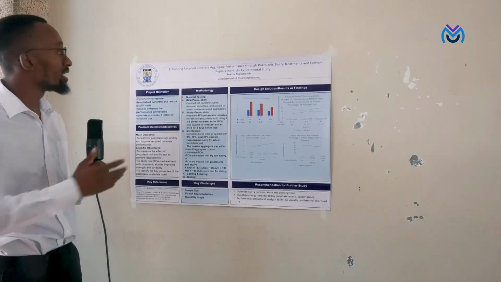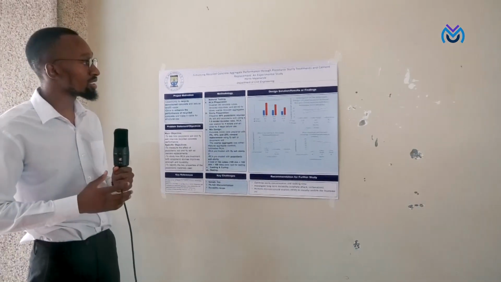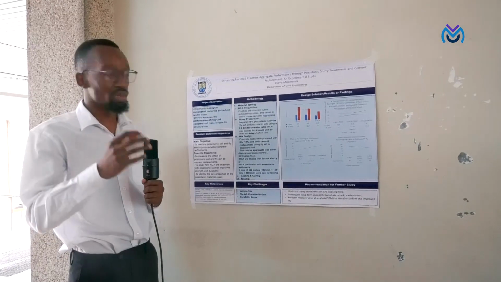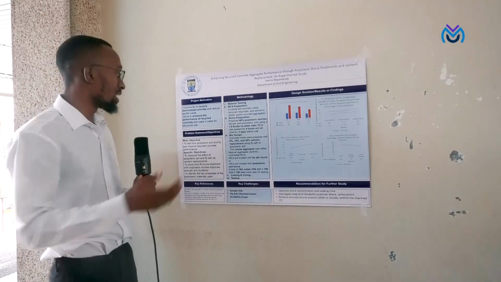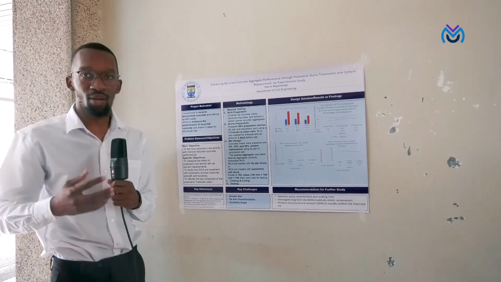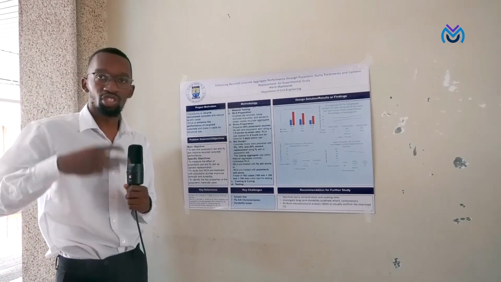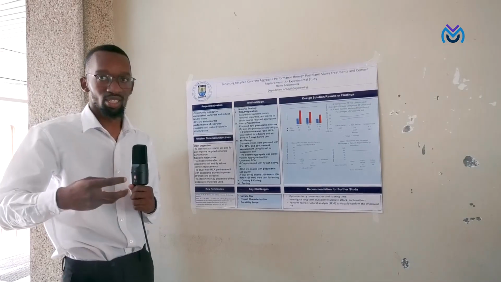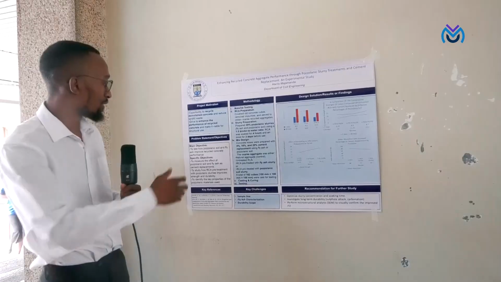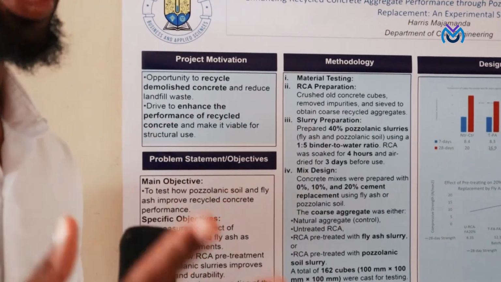The project is about enhancing recycled concrete aggregate performance in two ways: using pozzolanic slurry treatment and cement replacement. Basically, the motivation is that when we have demolished concrete, we want to use the recycled concrete aggregates again. So it's basically sustainability, and of course economically advantageous. So the objectives are as follows.